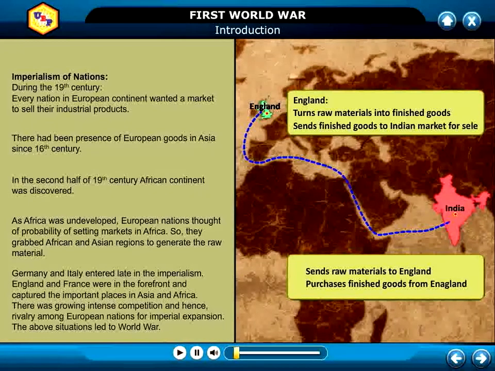Germany and Italy entered late in imperialism. England and France were in the forefront and captured the important places in Asia and Africa. There was growing intense competition and hence rivalry among European nations for imperial expansion. The above situations led to World War.